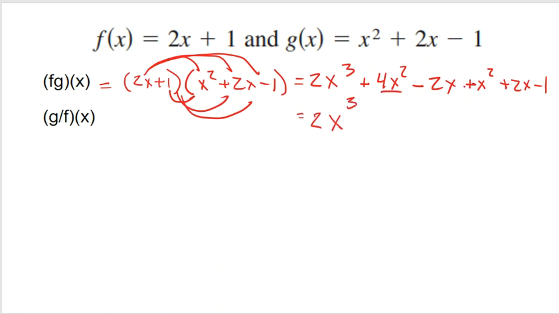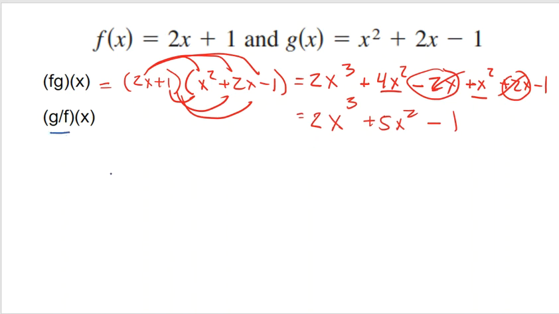So 2x cubed, let's see, my x squareds make 5x squared. My x's cancel out, the 2x and the negative 2x. And then I have the minus 1 on the end. There's my final answer, 2x cubed plus 5x squared minus 1.